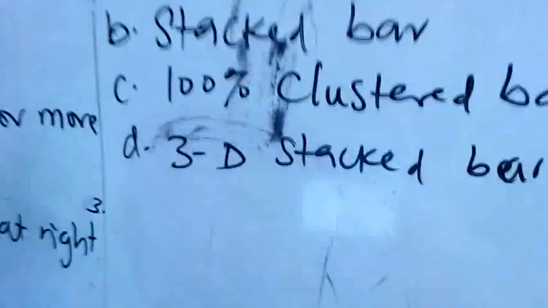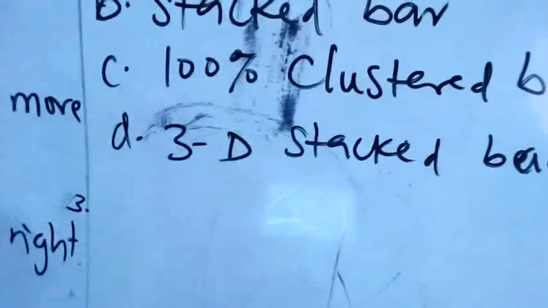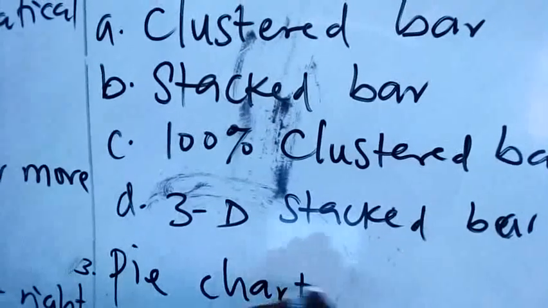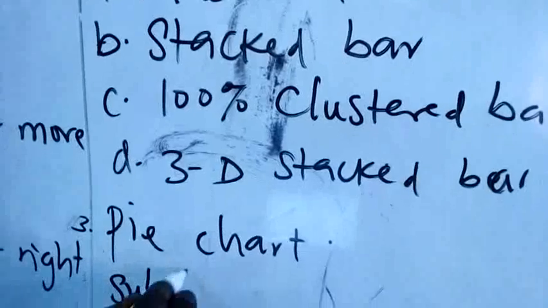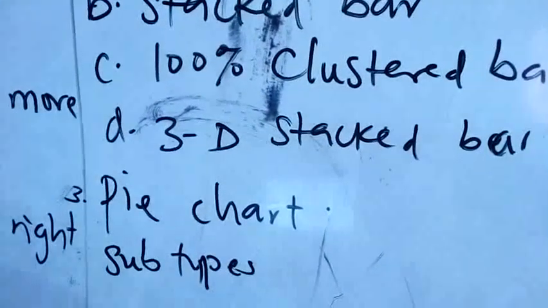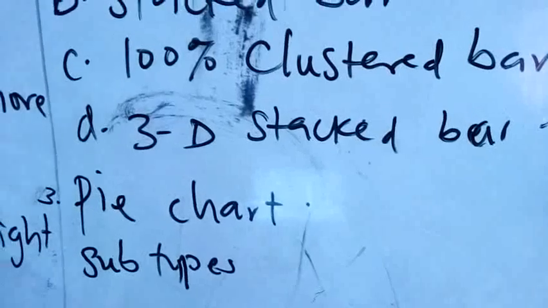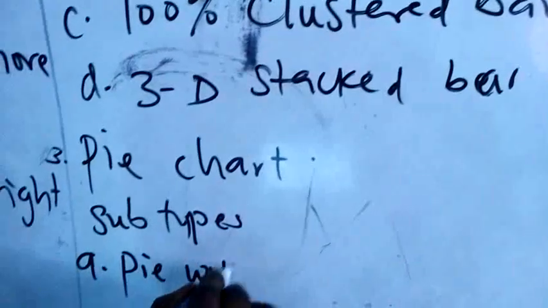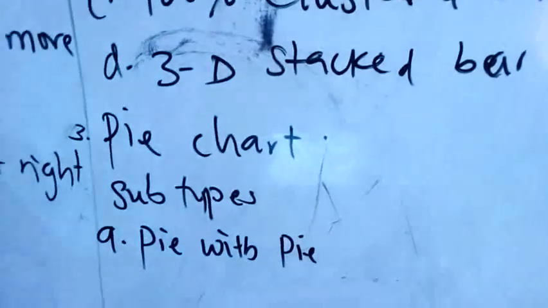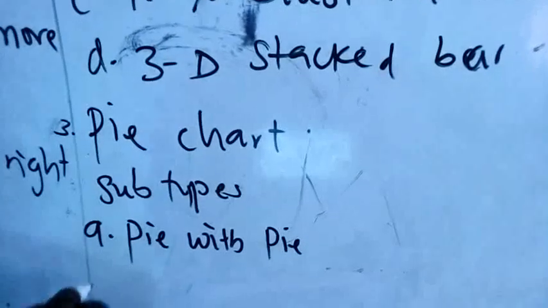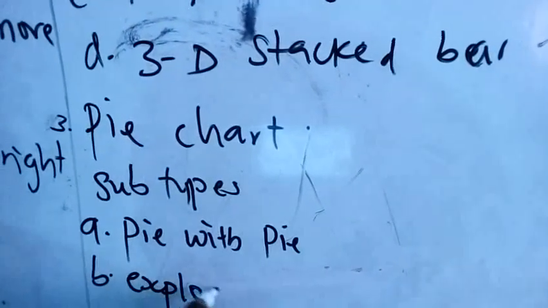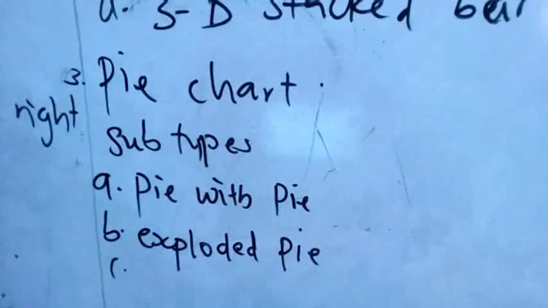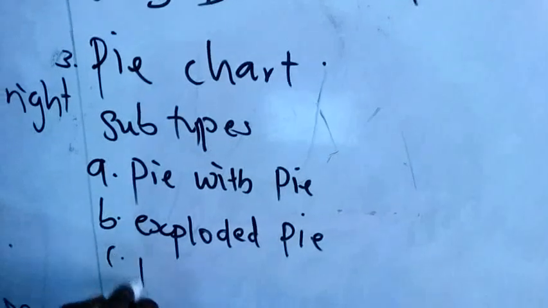Number 3, we'll look at the pie chart and its subtypes. Subtypes of pie chart. A, we have the pie of pie. B, we have the exploded pie. C, we have the pie with 3D visual effects.